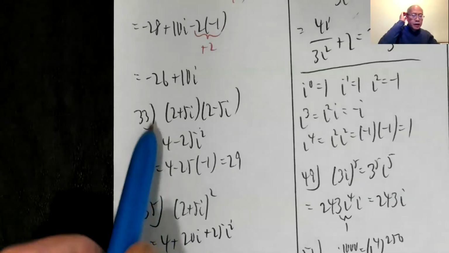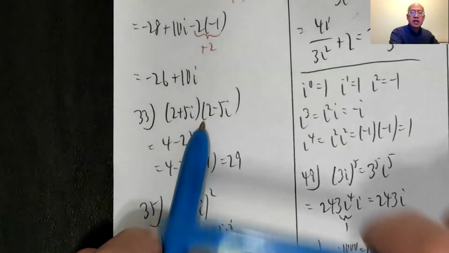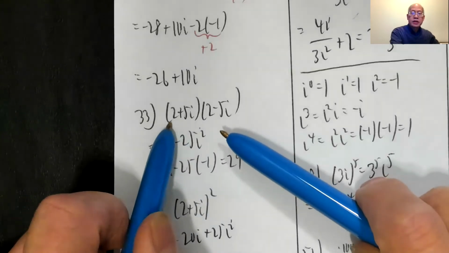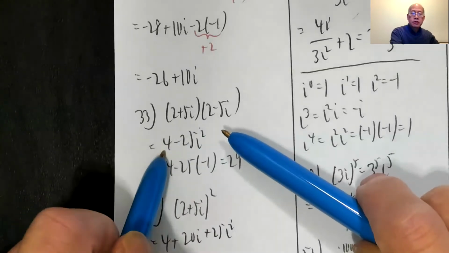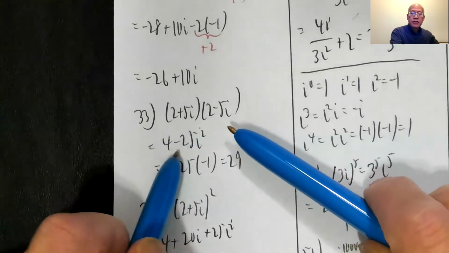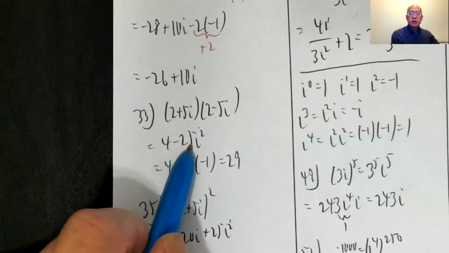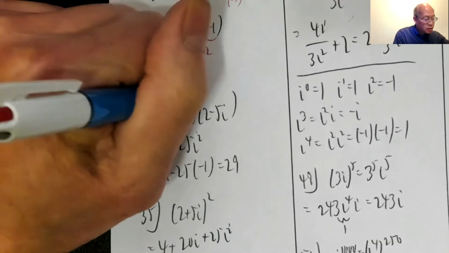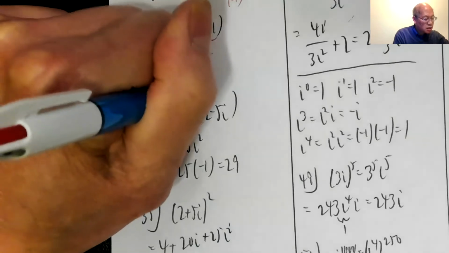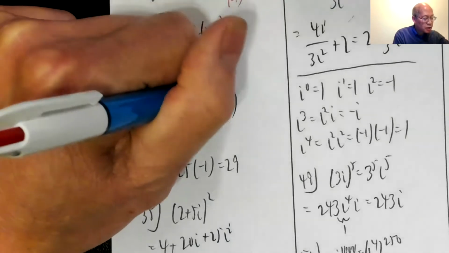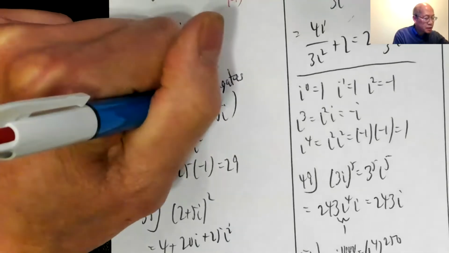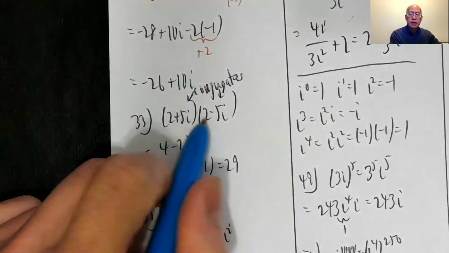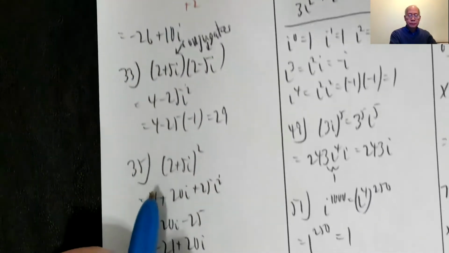33, you multiply a complex number with its complex conjugate. These are called conjugates. Okay, so it's a squared minus b squared. 2 times 2 is 4. 5i times -5i is -25i squared. i squared is -1. 4 plus 25, 29. Okay, so these are called conjugates of each other, not opposites. So you keep the sign of the real part, but you change the sign of the imaginary part.